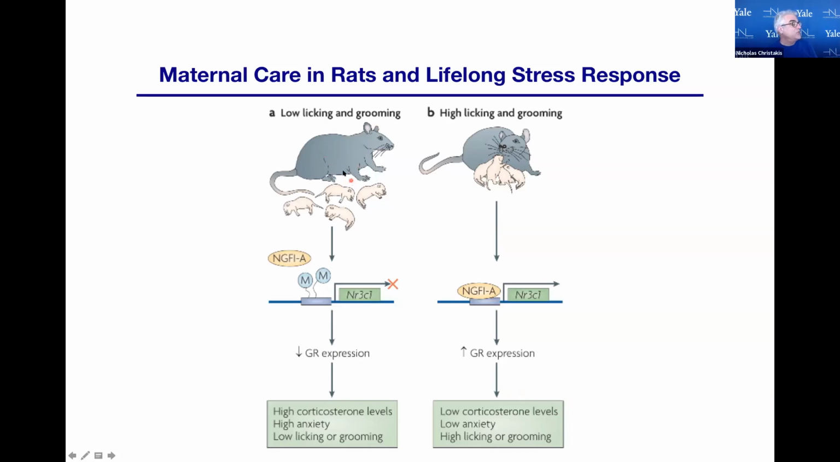And so here, these rats have low licking and grooming. You get methylation, this promoter region gets methylated, and it results in this glucocorticoid receptor not being expressed. You get decreased glucocorticoid receptor expression, high cortisone levels, high anxiety, and low licking and grooming of their own children. Conversely, with high licking and grooming, you get a promoter region here, higher expression, and so on.